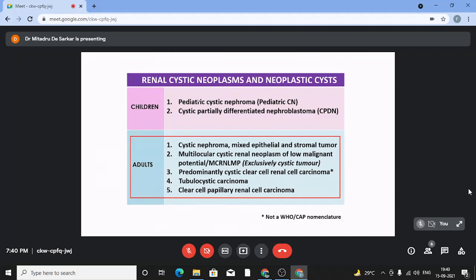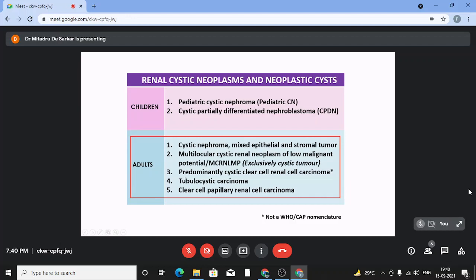In the case of adults, again you get the adult type of cystic nephroma, which is not the same as the pediatric cystic nephroma. You also have the mixed epithelial and stromal tumor, which again belongs to the same family as that of cystic nephromas. You have this entity known as multilocular cystic renal neoplasm of low malignant potential, in short MCRNLMP, which has to be by definition an exclusively cystic tumor. You should not be getting any solid component at all.